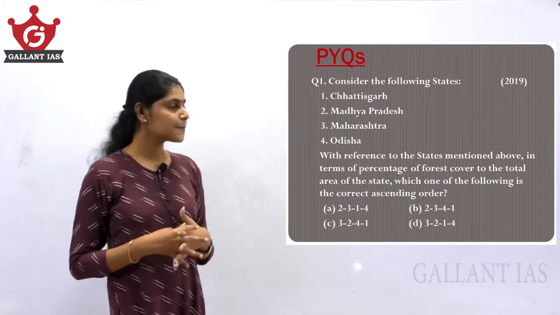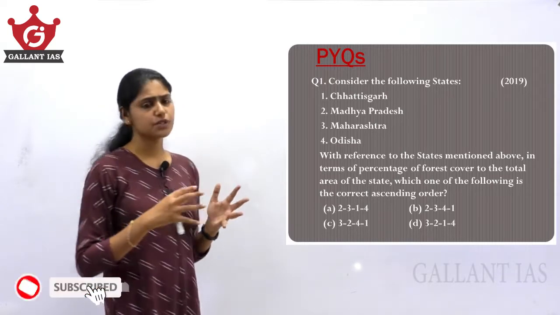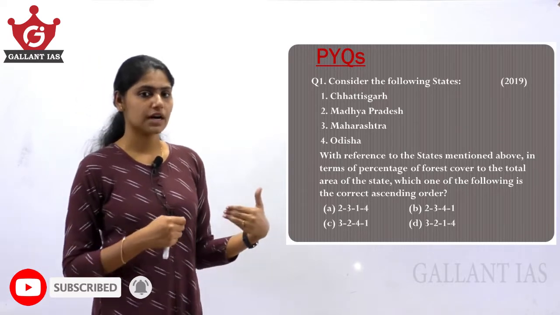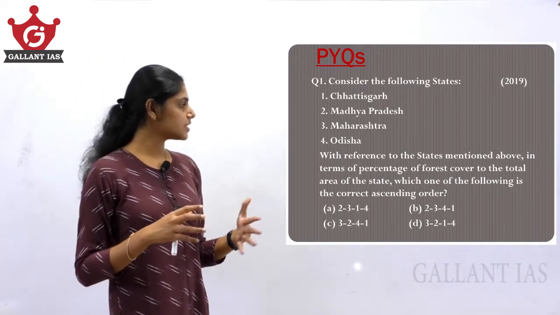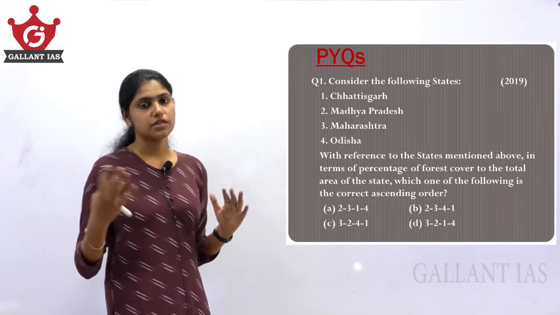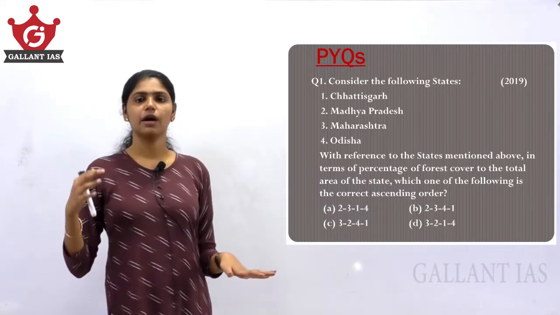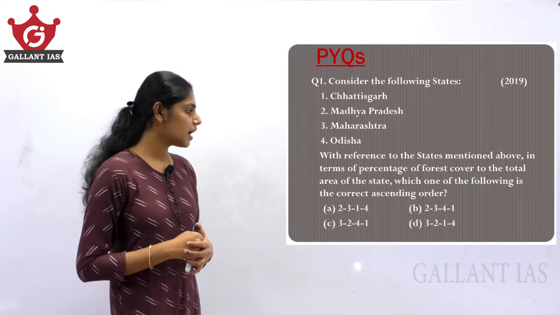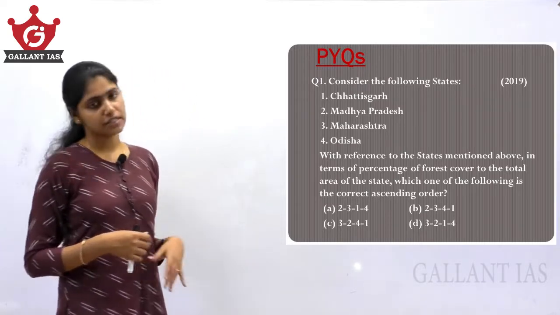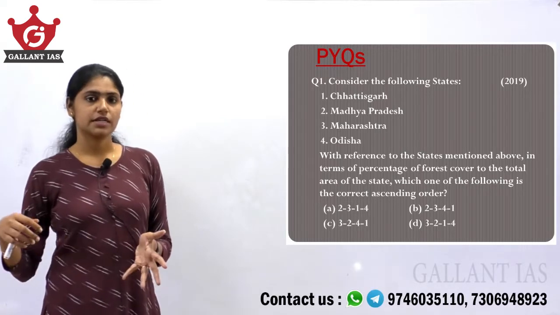So it is asking with reference to the states in terms of the total area of the state, how much is the forest cover coming, and you have to arrange it according to the ascending order, which means from smaller to bigger one, right? So here actually this is a factual question because this particular data was published in the India State of Forest Report of 2017, which is being published by Forest Survey of India.